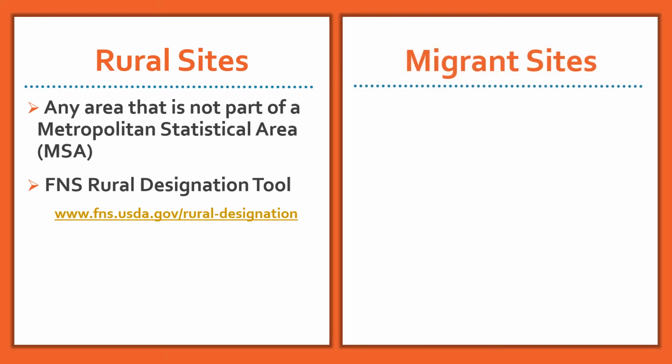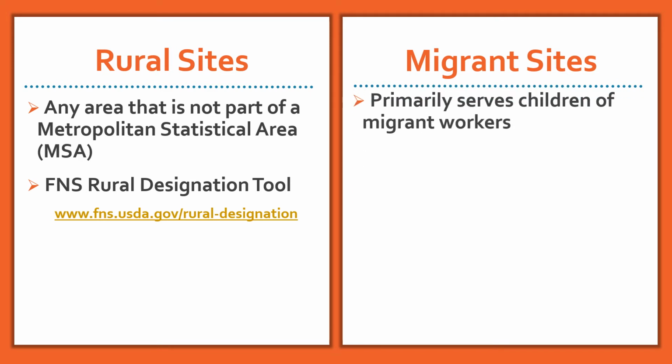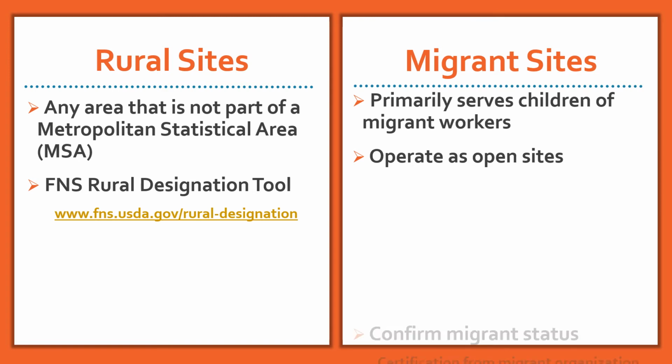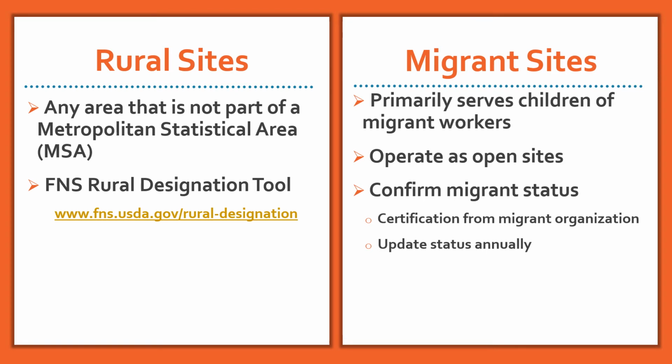Migrant site eligibility is based upon a determination that the site predominantly serves children of migrant workers. The sites operate as area eligible open or restricted open sites and are reimbursed for meals served to all attending children. To confirm migrant status, sponsors must submit information obtained from a migrant organization that certifies that the site primarily serves children of migrant workers. The determination of site eligibility based upon migrant status must also be updated annually.